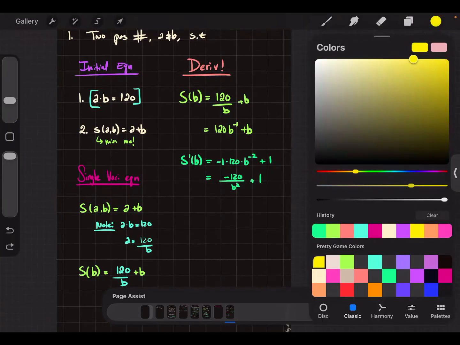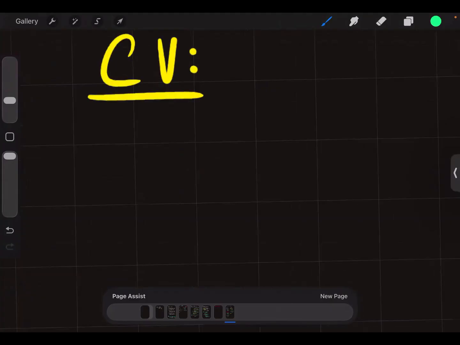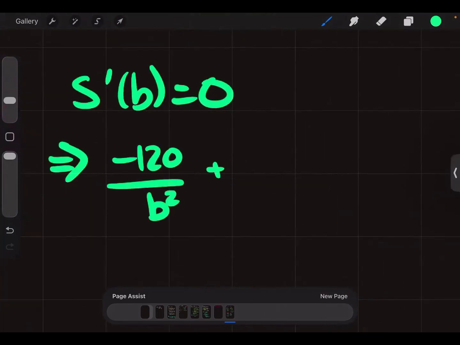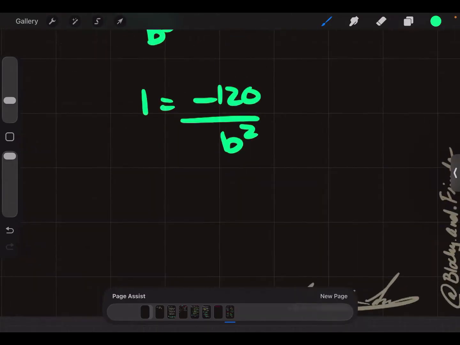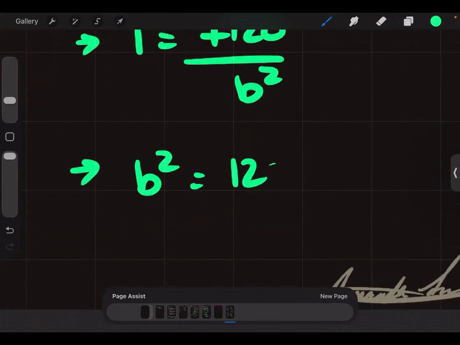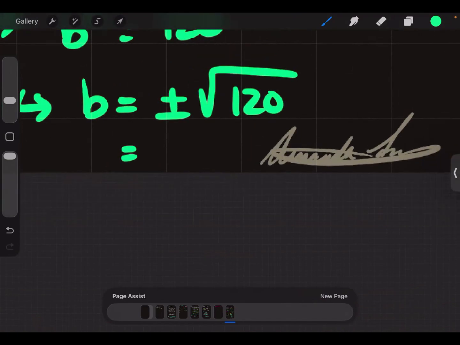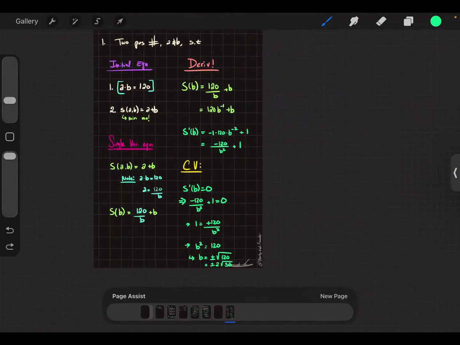Then you're going to optimize. Let's do this in yellow. So you're going to find your critical values first. You know that S prime of B is equal to 0, which means negative 120 over B squared plus 1 is equal to 0, which means 1 is equal to 120 over B squared. Oh, sorry, not negative 120, positive 120. So B squared is equal to 120, and B is equal to positive and negative root 120, which is equal to positive negative 2 root 30. If you're struggling with this step, review your algebra. Okay, easy money so far.